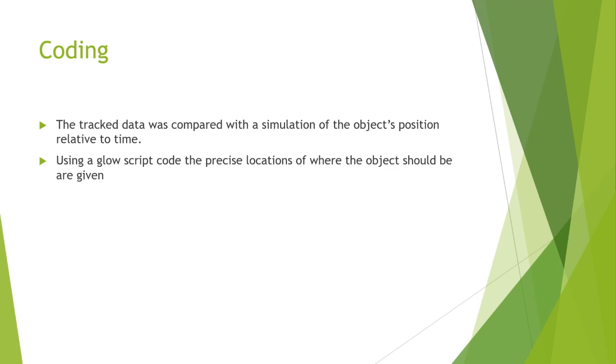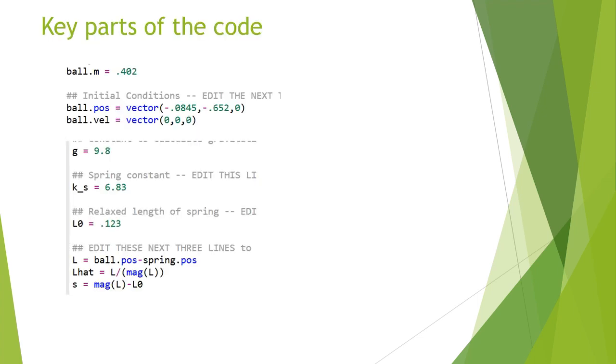For the coding, the tracked data was compared with a simulation of the object's position relative to the time, and using the GlowScript code, the precise locations of where the object should be were found. So, the main parts of the code are the ball's mass, which was a given value, the ball's initial position, which was found by the first Tracker point, and the ball's velocity, which is zero because at the start of the tracking, the person was holding the object still.